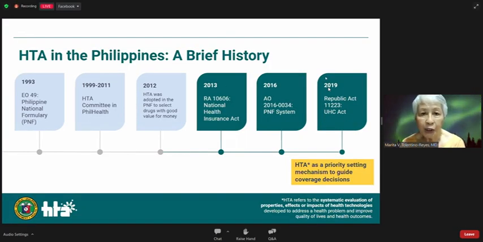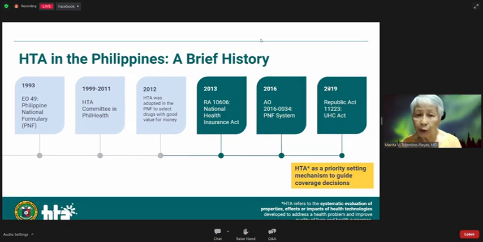All right, health technology assessment is not new. For example, it started in 1993 when the Philippine National Formulary was set up. It was already there, and then it became a committee. There was also an HTA committee in PhilHealth from 1999 to 2011. And then finally in 2012, HTA was adopted in the setting up of the Philippine National Formulary to select drugs with good value for money. So that's where the idea came in, how to select health technologies with good value for money.